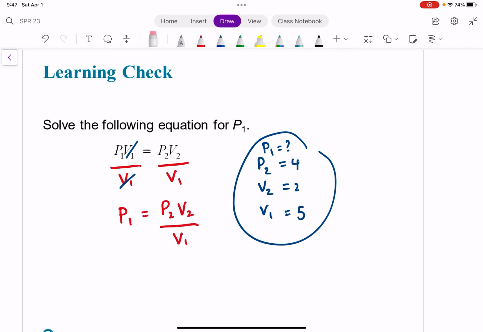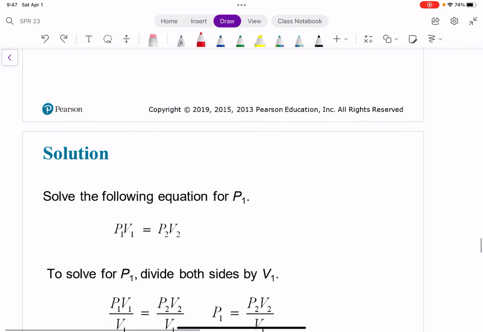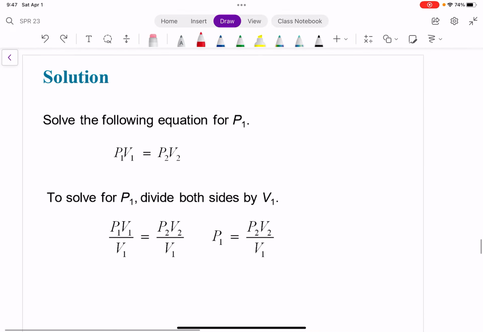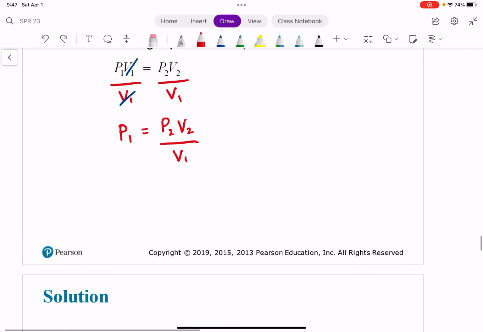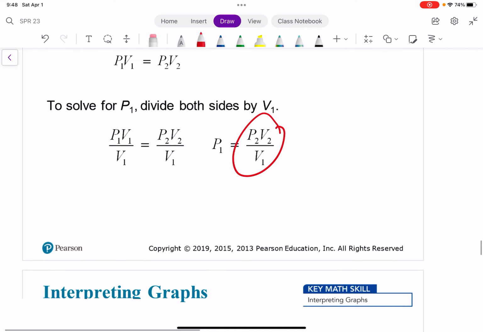Or you could always solve it like we did here, where you get P1 alone and then plug in all your values that you have on that side. Some people prefer one way and some people prefer the other way. All right, and let's check our answer. P2 V2 over V1. Yep, we got it right. Cool.